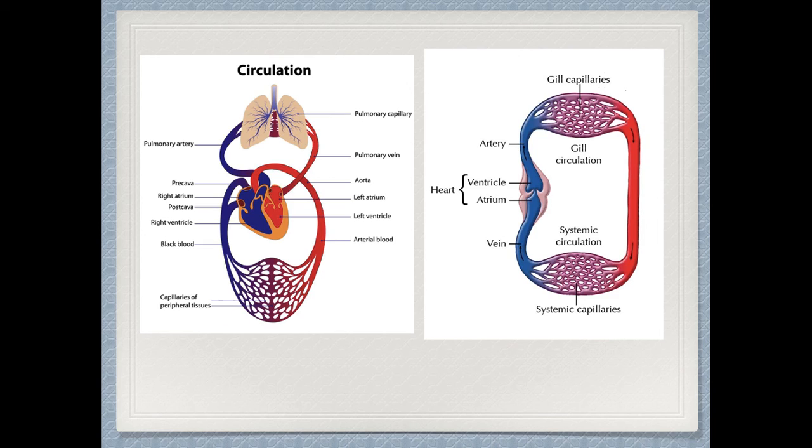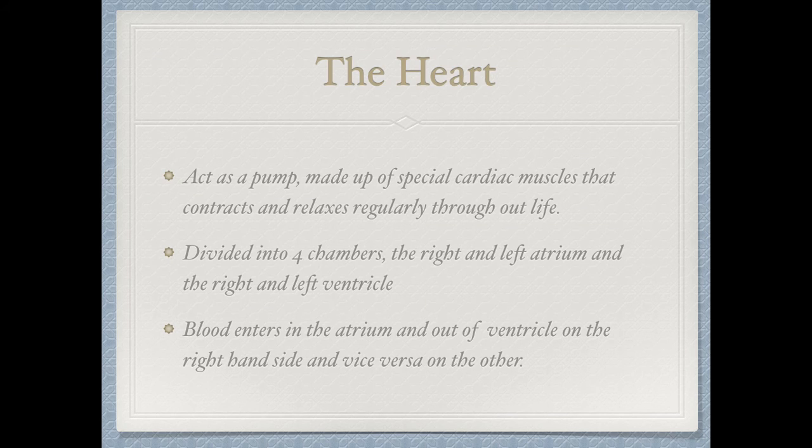But both of them contain basically similar functions and parts. For example, in the heart, they both contain the ventricle and the atrium. They both have arteries, veins, and capillaries. Except in one case, it's the lungs where it gets the oxygen from, and in the other case, it's the gills in the fish. Now, the heart is the energy and the engine behind the system, because it acts as a pump and pumps the blood all the way through the system.